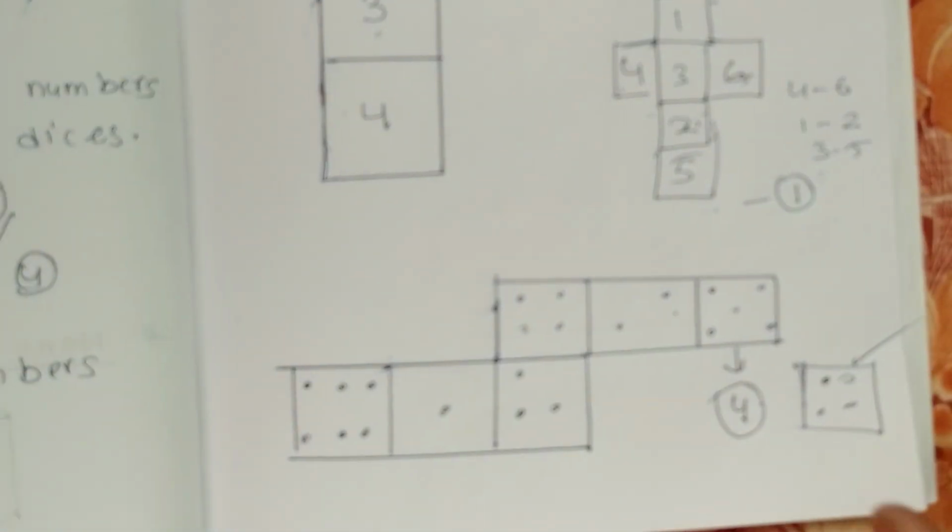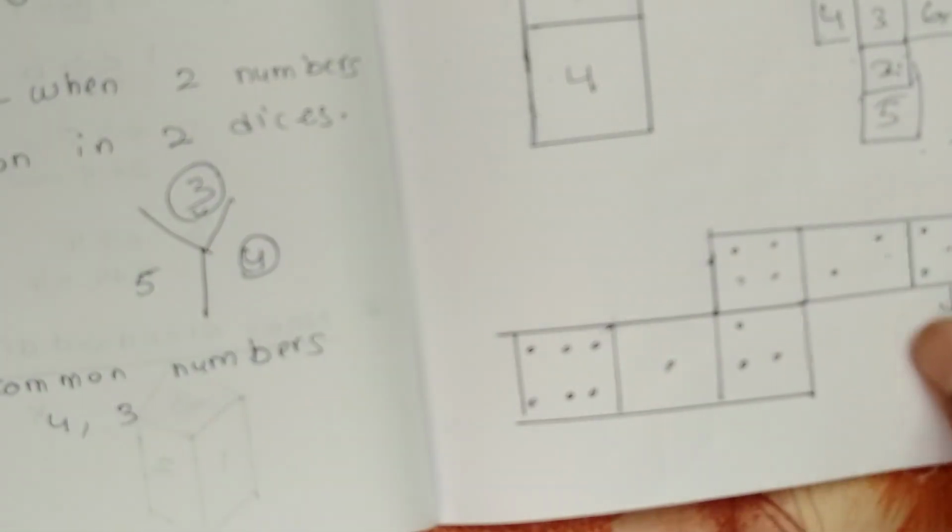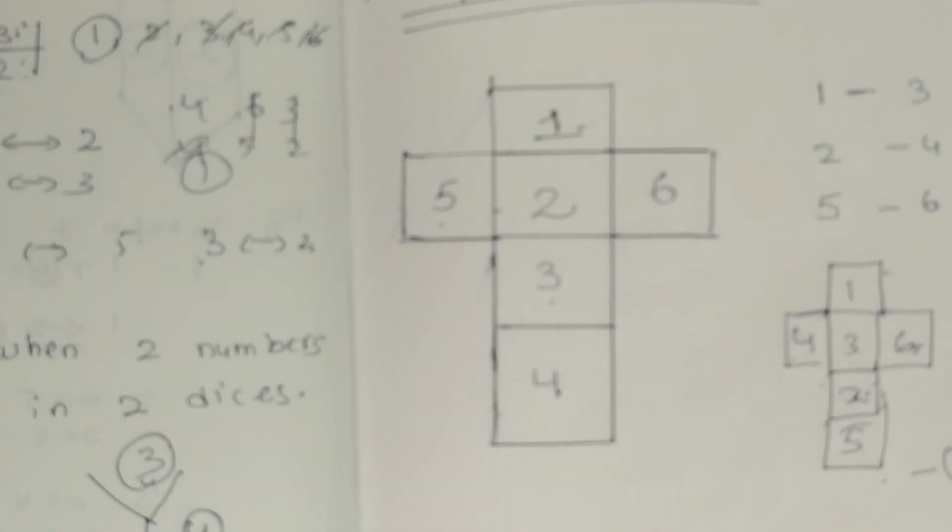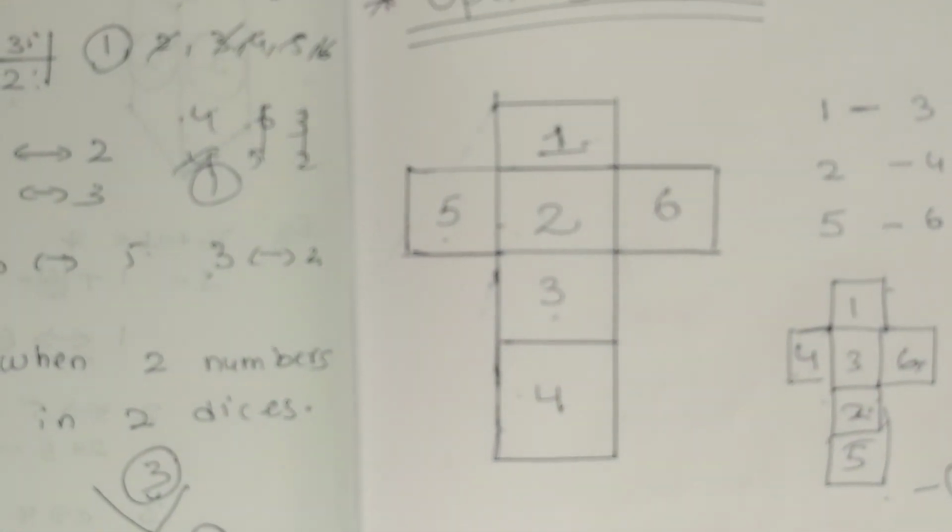So that is the whole chapter of dice. That's all for today. This is a complete chapter of dice, and the dice chapter is very easy. Hope you have understood my teaching. You understood everything because of my teaching.